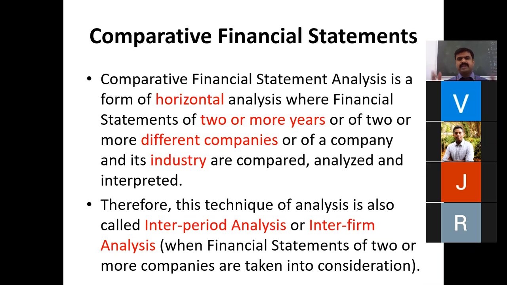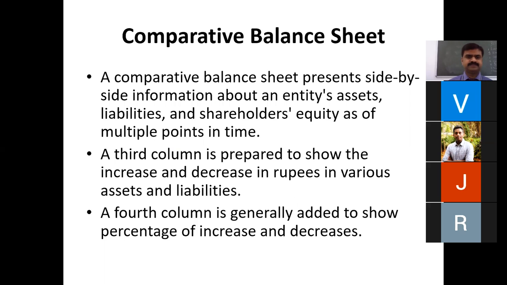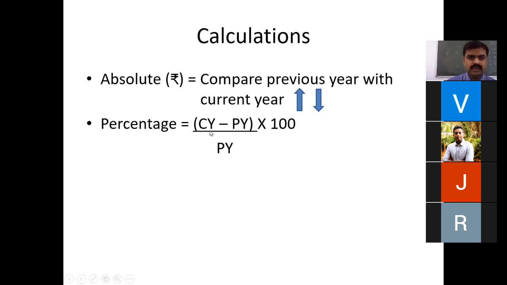So what is a comparative financial statement? As I said earlier, it is horizontal analysis. We will take 2 or more years together and analyze. That means we will calculate the percentage. For example, comparing last year to this year, whether my sales increased or decreased. For that I will calculate the percentage. This is the formula I will be using: current year minus previous year, divided by previous year, into 100. When I calculate this, I get the percentage.